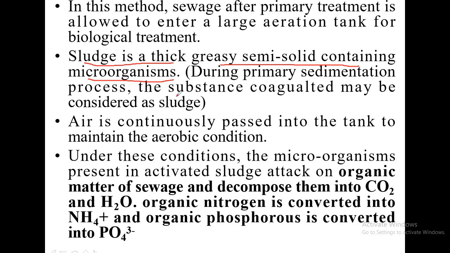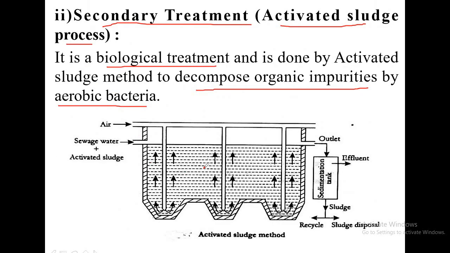During the primary sedimentation process, the substance that is coagulated may be considered as a sludge, and that sludge is called a primary sludge. It may not contain a large amount of microorganisms, but it may contain an average amount of microorganisms, and this sludge is added to the aeration tank and air is continuously passed into the aeration tank.